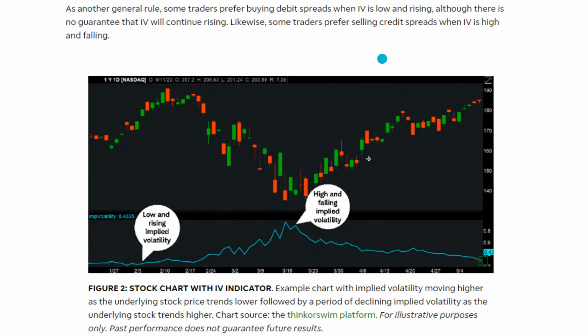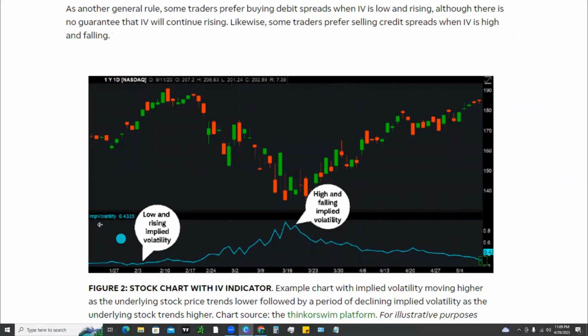So in this figure right here on the Thinkorswim platform, we have the implied volatility indicator on here, and you can see that it's low and rising implied volatility here. All right. And then here we have high and falling implied volatility, right? So this is an area where maybe you would perhaps want to sell some credit spreads, right? And in this case, if you think the stock is going to go up, you would sell put credit spreads.